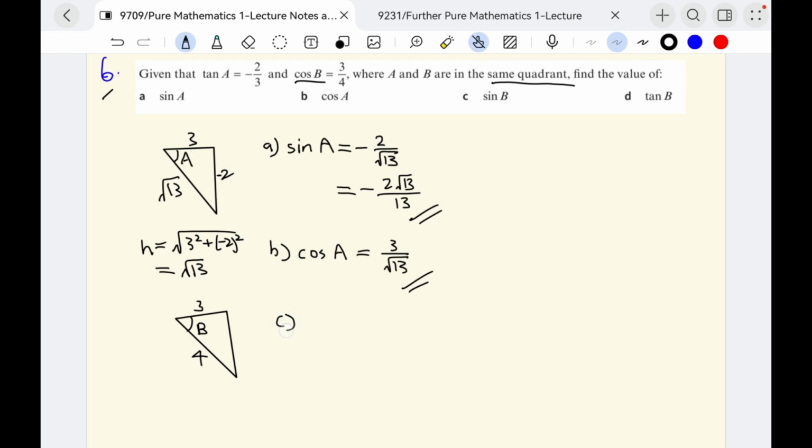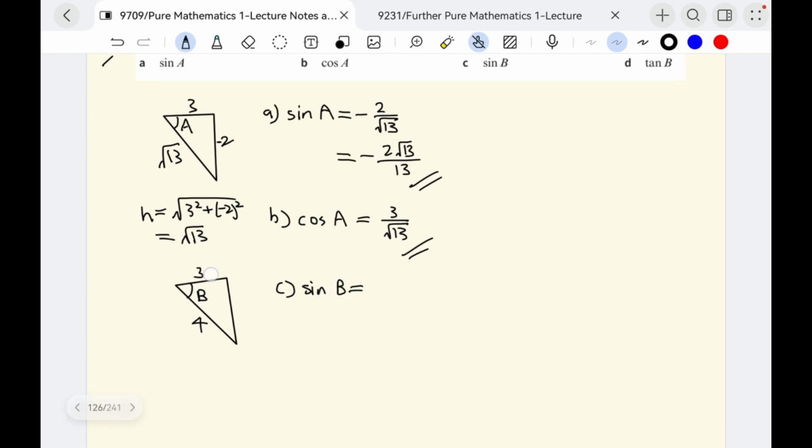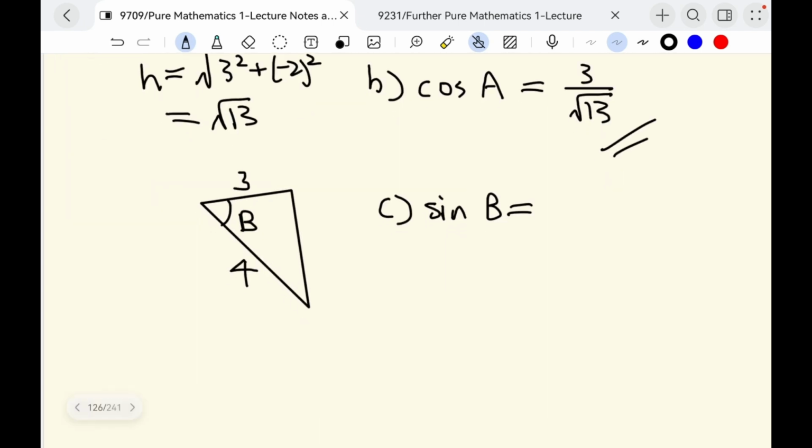So now the question wants you to find what sine B is. I want to get this length, so let's label it as L. L is the square root of 4 squared minus 3 squared by using the Pythagoras theorem. So what is it? It is square root of 7. So now we know that L is root 7, but is it right?